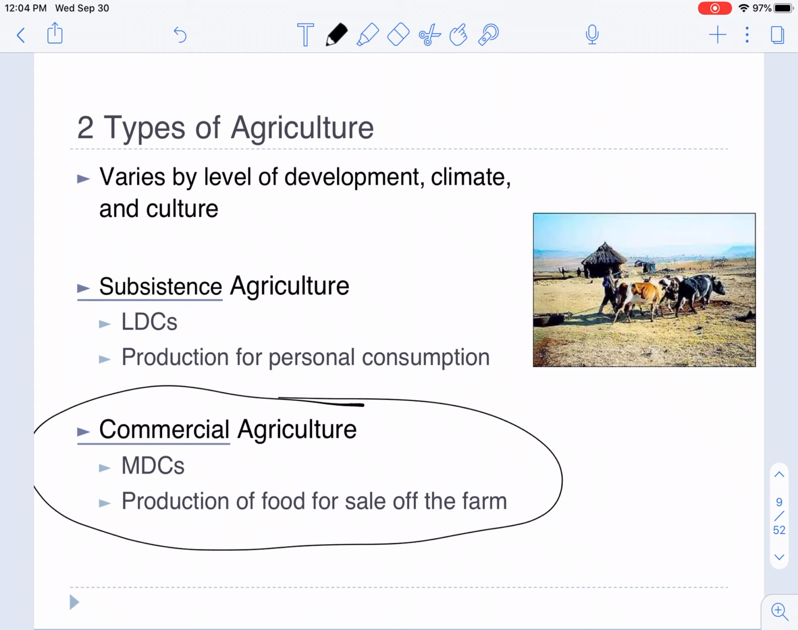So this type of agriculture can vary not only by the level of development, but also by the climate that's in the area that people are living, as well as their culture.